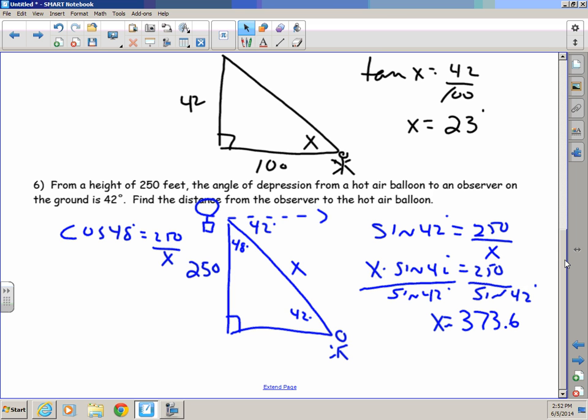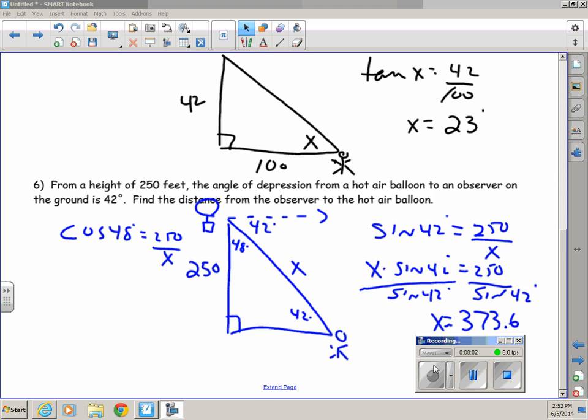So the only difference today from yesterday is we introduced the two specific angles, angle of depression and angle of elevation. You need to know where they are located when you are setting up and drawing your picture of your right triangle.